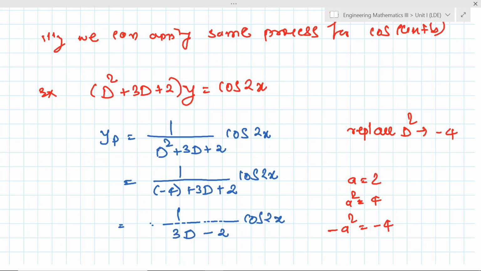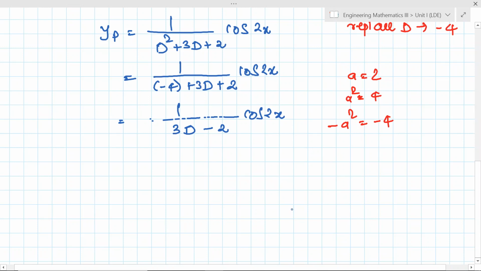It is a very simple process. You just have to follow this process in each and every example of this kind if D square is not in the denominator. What we have to do is rationalize the denominator. So how do we rationalize the denominator? This is 1 upon 3D minus 2; divide and multiply by 3D plus 2. In this way we will get the D square in the denominator.